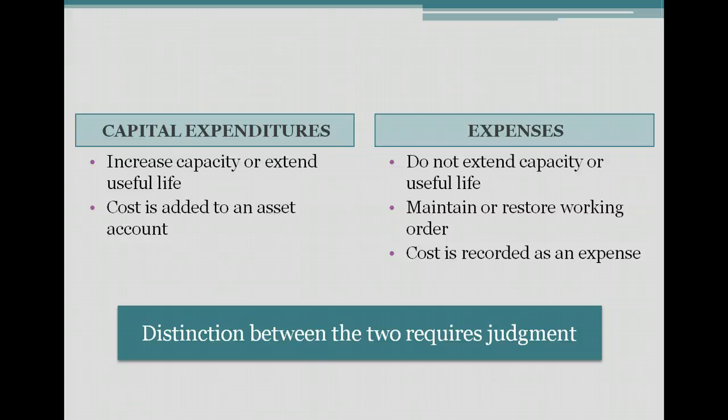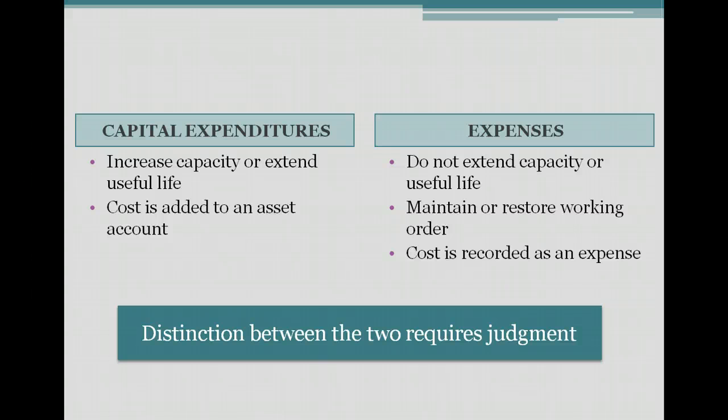Whether to treat these amounts as capital expenditures or expenses requires judgment. If the amount we spend increases capacity, increases value, or extends the useful life of the asset, then we add that cost to the asset's cost. Therefore, it's a capital expenditure. But if the amount we spend does not increase capacity, value, or useful life, and that amount was just to maintain the item or restore it back to working order, that cost is treated as an expense.